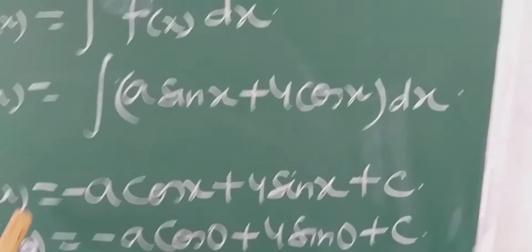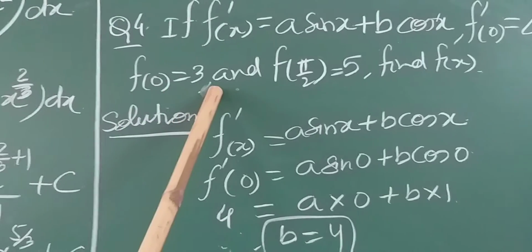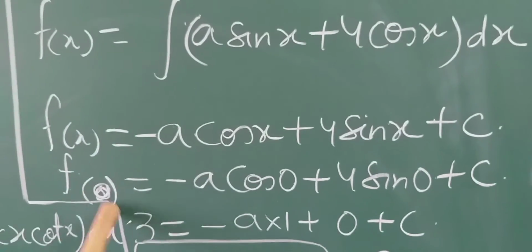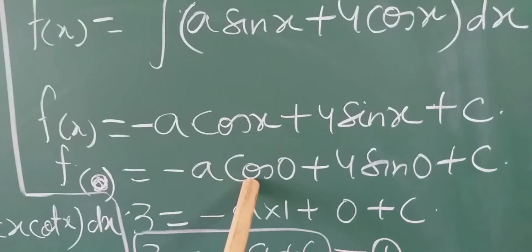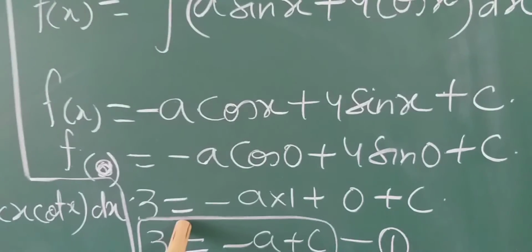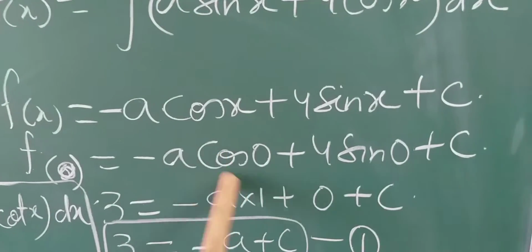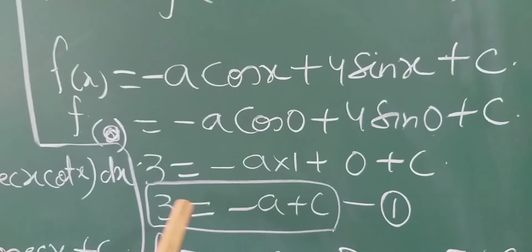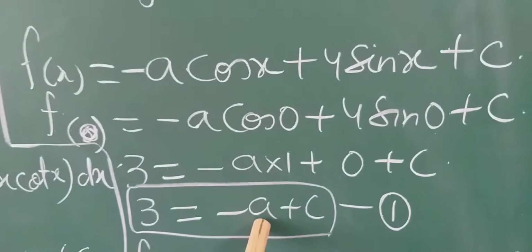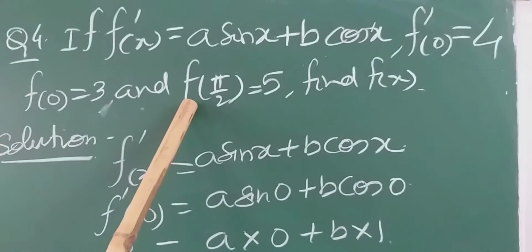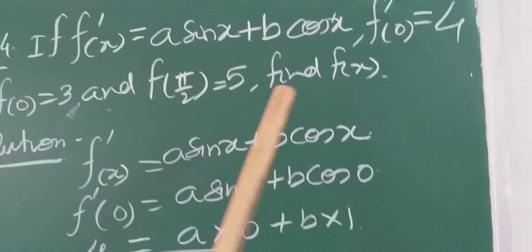Now student, the value of f x is given at 0 as 3. So we are going to put x equal to 0 in the function. So minus a cos 0 plus 4 sin 0 plus c. It is 3. So minus a cos 0 is 1, plus 4 sin 0 is 0, plus c. So minus a plus c equals 3. This is equation 1. One more value is given to us, student. The function value at pi by 2 is 5.